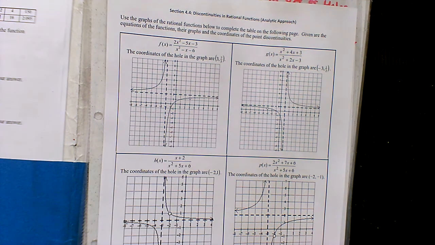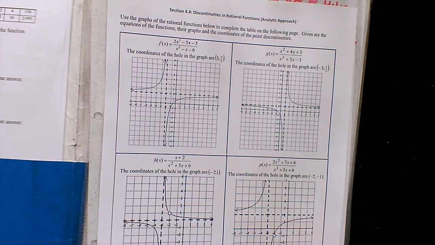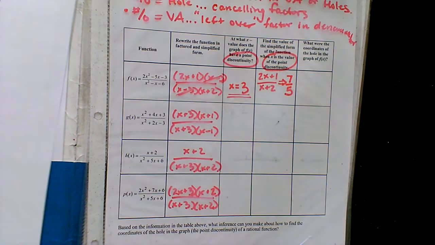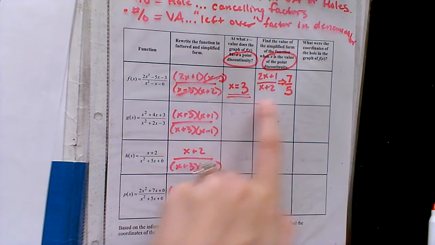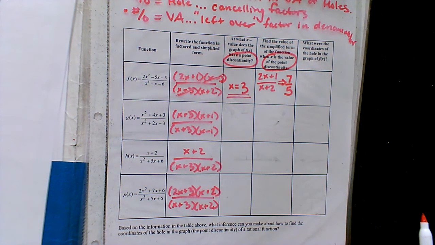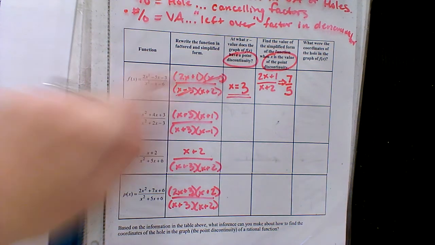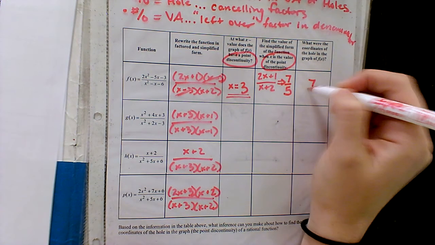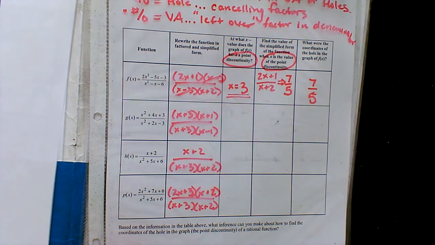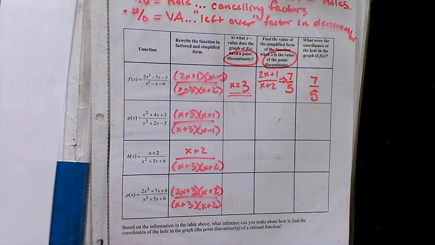So not only can we find the x location of a hole, okay, based off those canceling factors, but if we wanted to find the y location, we simply just have to take the x value and plug it into the simplified form. Okay, not the original though, because that gives us 0 over 0. Okay, the simplified form. So based off the graph, it looks like we have 7/5 as well. So let's see if this kind of works out for some of the other graphs.